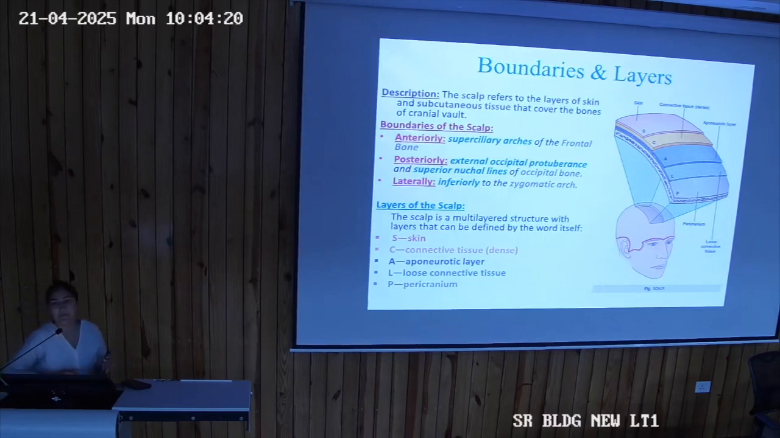The spelling of scalp is S-C-A-L-P, and the layers have been named accordingly. S is for skin, C for the connective tissue underneath the skin. Then there is an aponeurotic layer, which is related to the muscle occipitofrontalis. Then again there is a loose connective tissue. So two times there is a connective tissue present here, first C and then L. But the first one, C, is dense connective tissue. It is fibrous and inelastic in nature. Then L is a loose connective tissue.